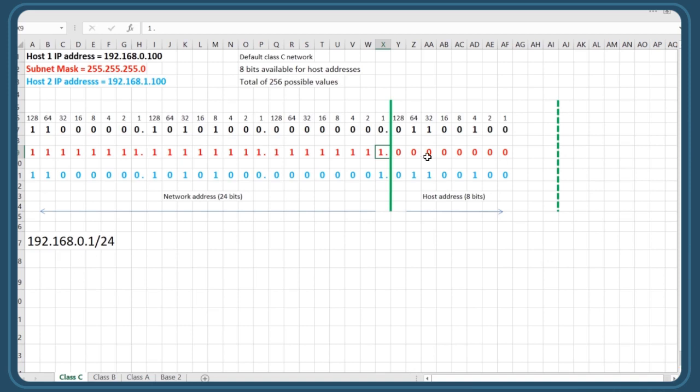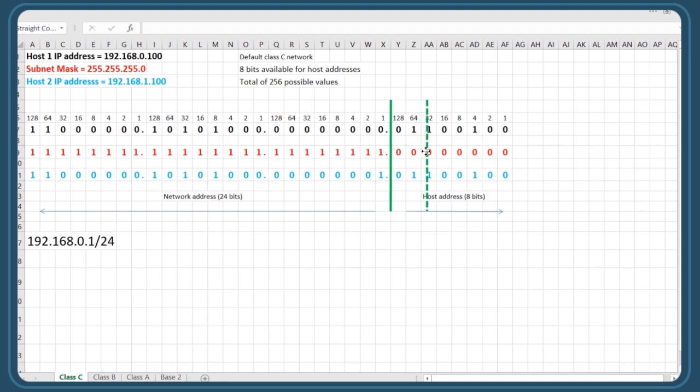But since the Class C network is not very large anyway, only 8 bits or 256 hosts, rather than having a router between them, you can actually supernet these two Class C networks back together into a larger network. So the process is similar to subnetting, it's just the direction that changes. Recall that for subnetting, this line was moved, and it was always moved farther to the right. So that's its default location. We always borrowed bits, if you will, from the host portion and gave them to the network portion.